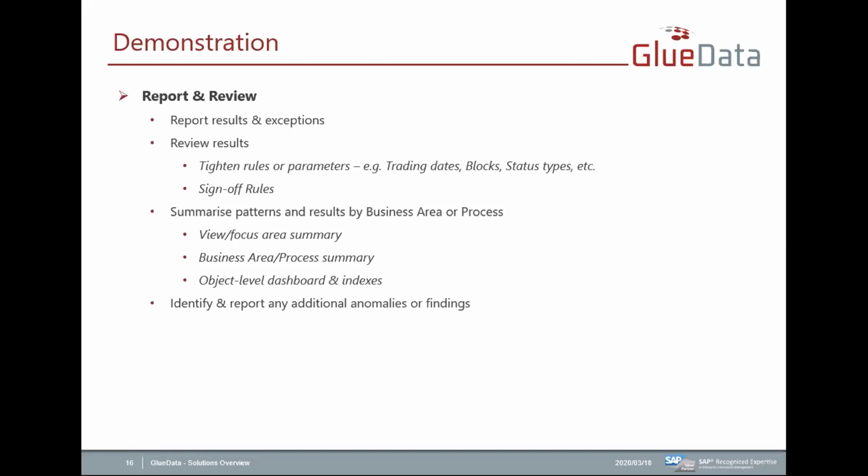We also look at patterns and these results by business area and process. This is quite valuable as well, because ownership is not always very clearly defined. So by looking at both the technical views, like the object views, and the process views, overlaying those with each other, it does support your data governance and data quality management elements of ownership and stewardship, that sort of thing. We also then identify and report any additional anomalies and findings.